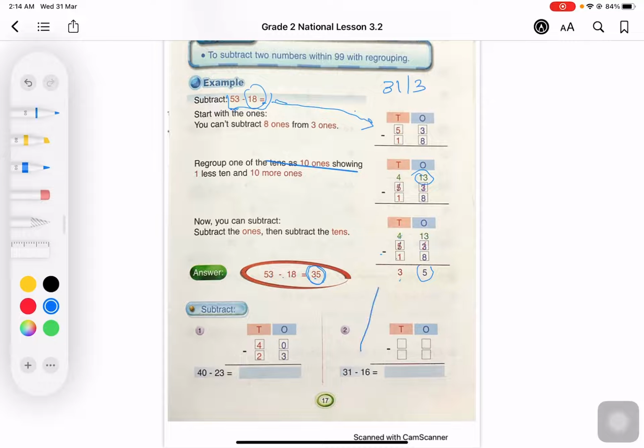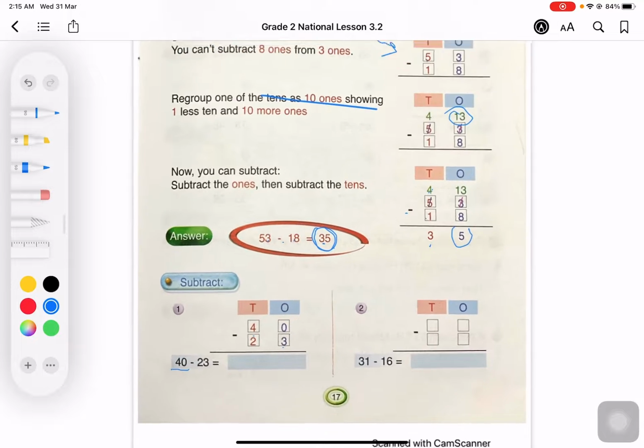Now here in this question, they wrote 2 questions for you, and they ask you to solve 40 minus 23, okay? They said what? Subtract. We started with 40. 4 in the tens, 0 in the ones. 23, 2 in the tens, and 3 in the ones. Now subtract. Can you take 3 from the 0? No. Regroup. Regroup means go and borrow.